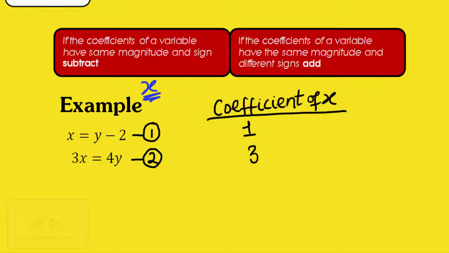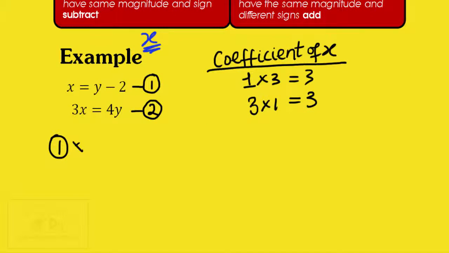This can be achieved by multiplying the coefficients by each other. One times 3 is 3, 3 times 1 is 3. The same idea is going to be applied to the equations. Equation 1 will be multiplied by the coefficient of x in equation 2, which is 3. And we're also going to multiply equation 2 by 1. So whatever you do to the coefficient, you do to the equation. Same thing here.